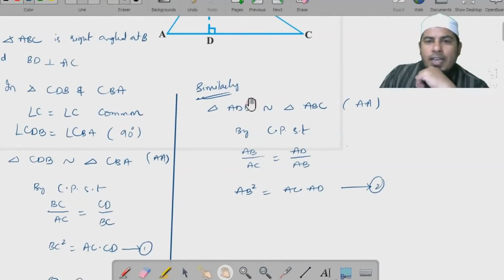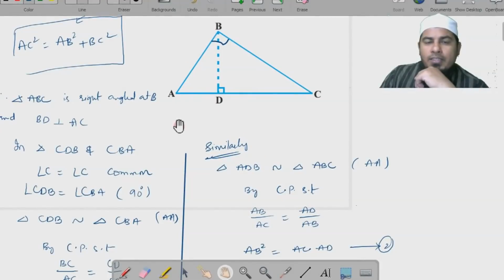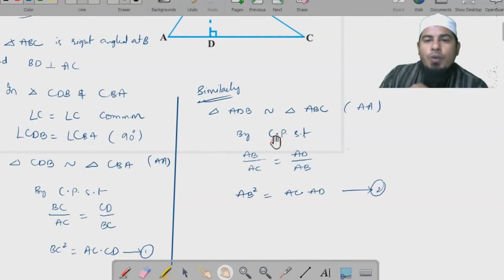Similarly, I have proved that this smaller and bigger triangle, ADB and ABC, are similar. Then by CPST, I want AB square here. So AB divided by AC is equal to, now from this triangle, in the denominator I want AB, so AB in the denominator, AD here, AD by AB. Cross multiply, you'll get this.